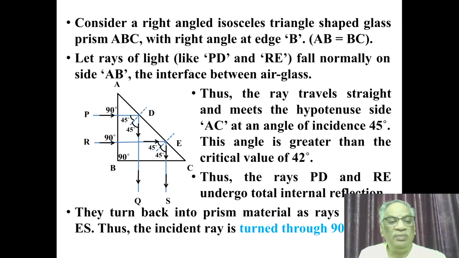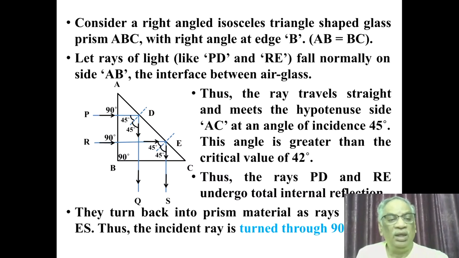Its right angle is at the edge B such that AC is the hypotenuse and the equal sides are AB and BC. Let the light rays enter the prism material from the side AB with an angle of incidence 0 degrees, that is normal incidence, like rays PD and RE. So as it is entering at 90 degrees to the surface, the light ray travels straight from P to D till it reaches the hypotenuse side AC at the point D for the ray coming from point P, and at the point E for the ray coming from point R.